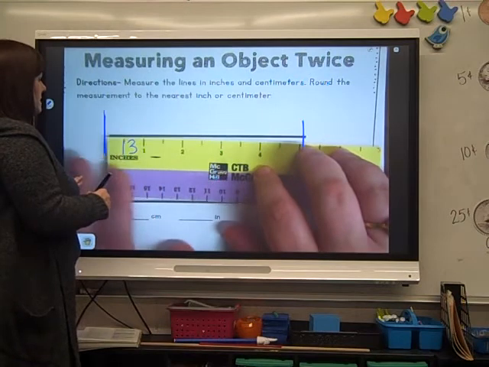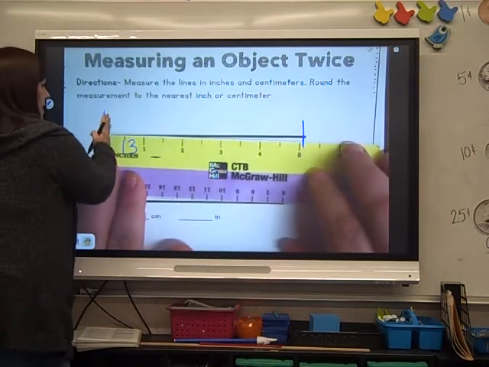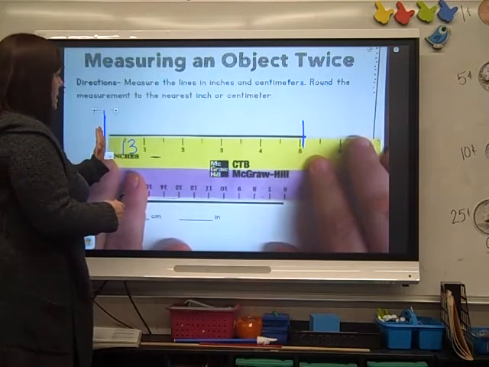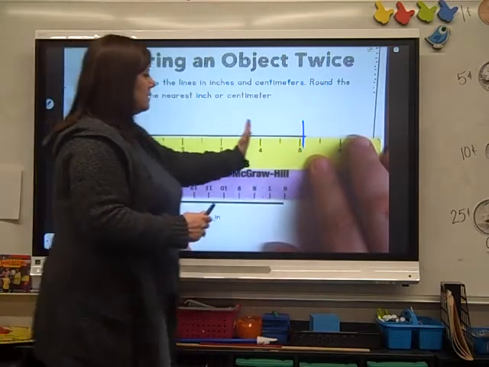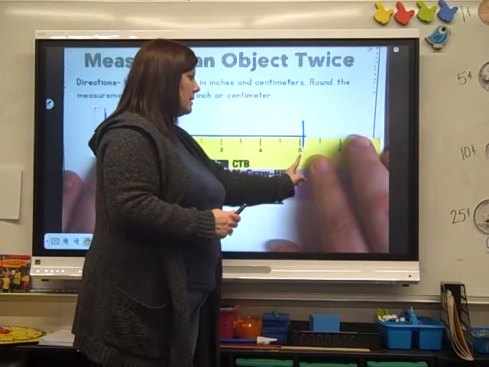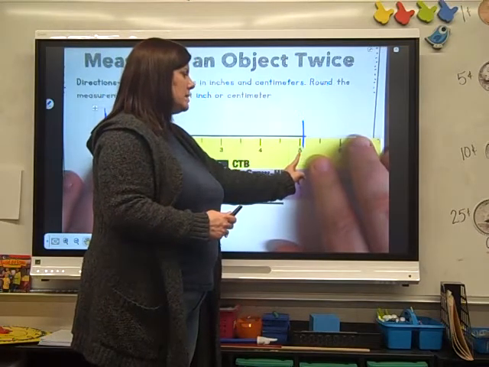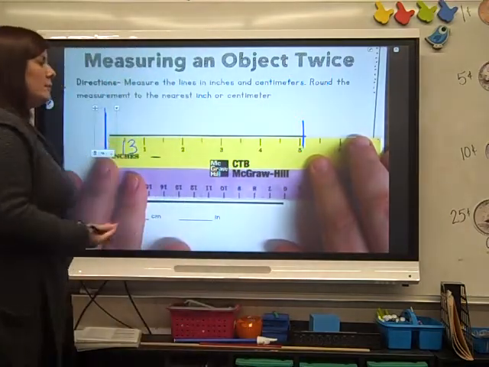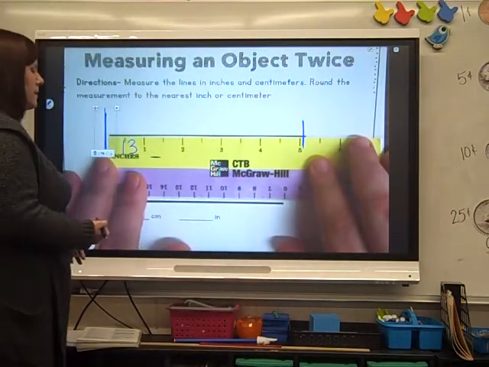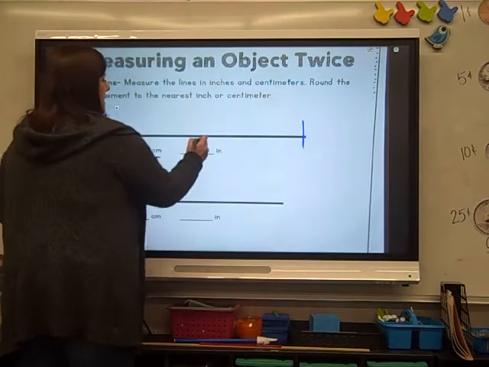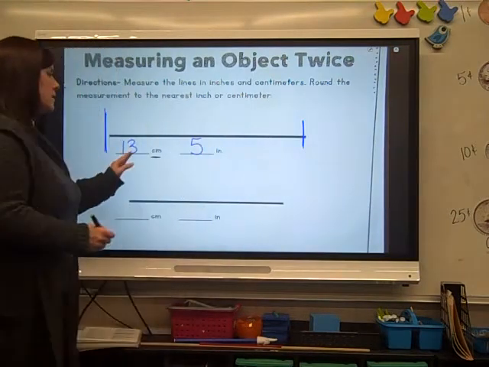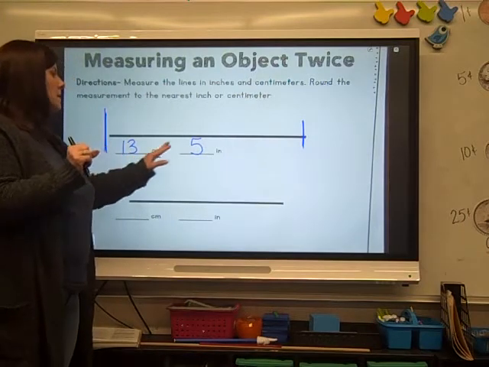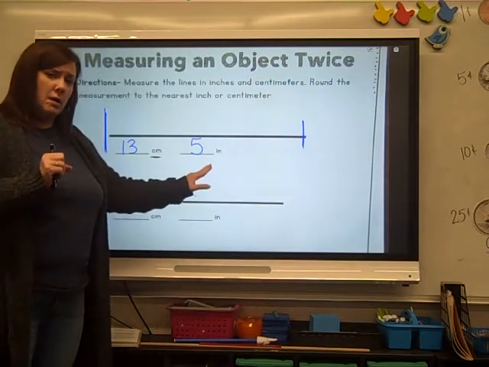Now watch how she lines that up. She'll see how it's lined up right there at the edge, all right? Here's the 0, and we're going to go all the way to the end of the line. Now, how long is that line? Right there, what's that number? 5 inches. So, we're going to write the number 5 in our blank, okay?